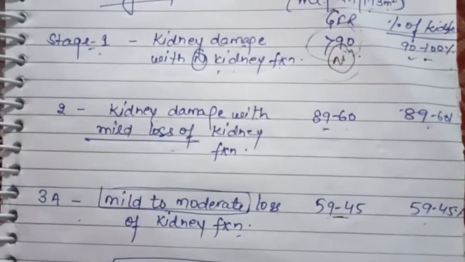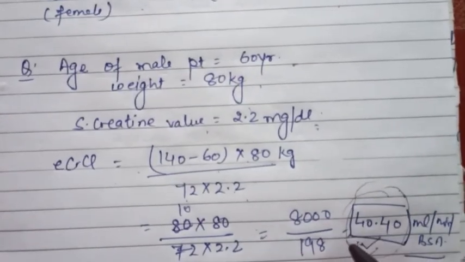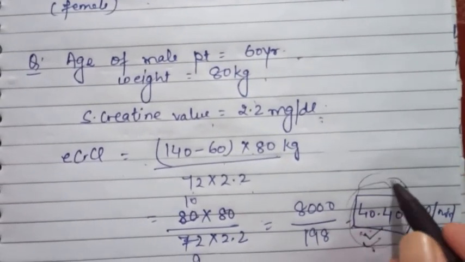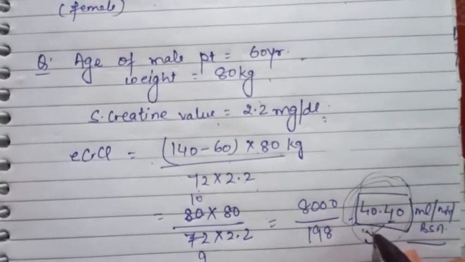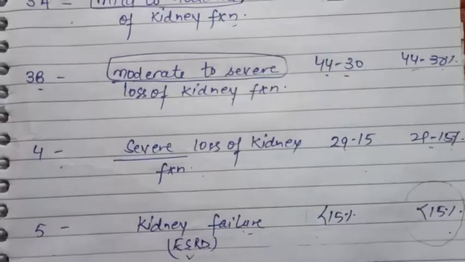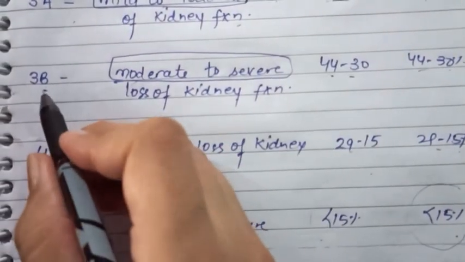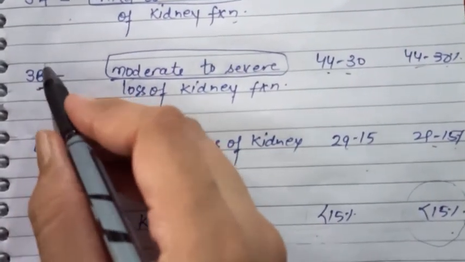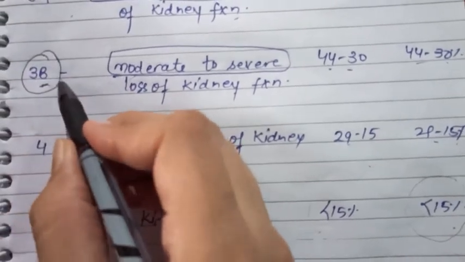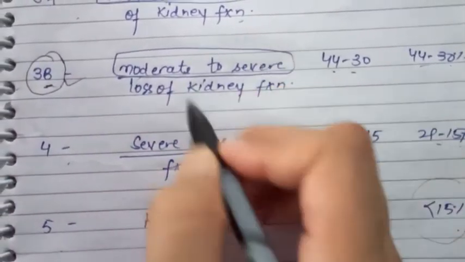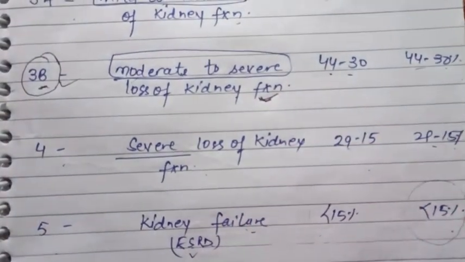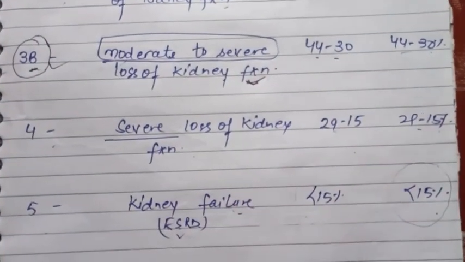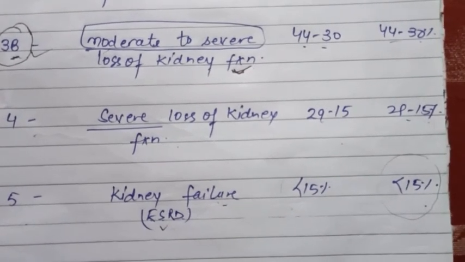So in the sum we discussed, we calculated the value as 40.40. Now we will see in which stage it is falling. It is falling into stage 3B. So in 3B, moderate to severe loss of kidney function is there. So the person may need treatment like dialysis. So in this video we discussed how to calculate the value of GFR.